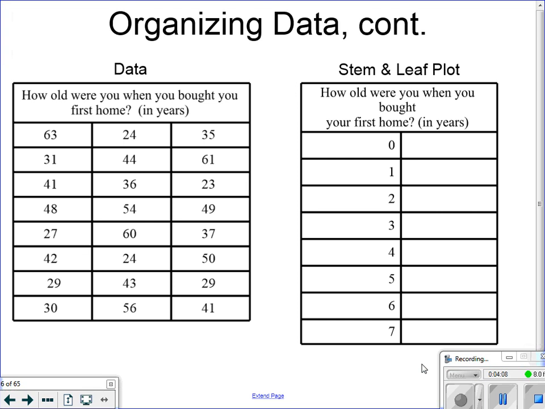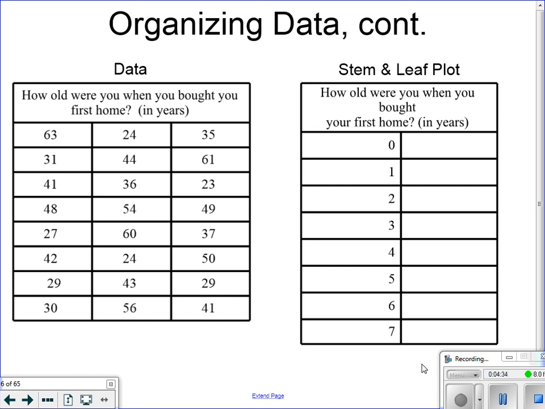The next way we're going to organize our data is in a stem and leaf plot. One thing about a stem and leaf plot here is it looks similar to a frequency table, but it's not. One thing that you have to do in a stem and leaf plot is you have to put the numbers in order. So when I look at the data table that we're given, I need to find the smallest number.